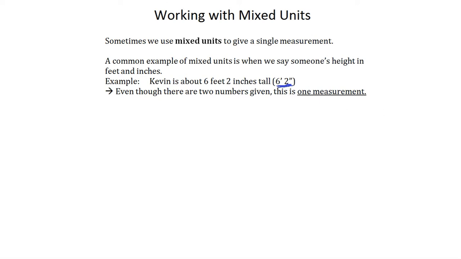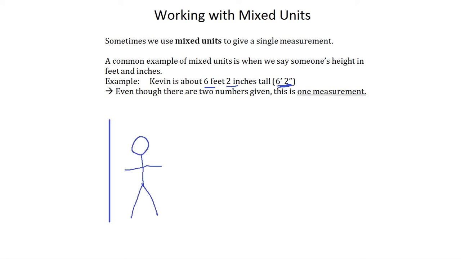But the thing to realize here, even though I'm giving you two numbers to talk about my height, 6 and 2, 6 feet and 2 inches, I'm giving you two numbers. This is a single measurement, okay? I've had a few students in the past that have struggled with it. They see the 6 feet, they see the 2 inches, and they want to treat those as two different measurements. But the thing to remember is that they go together.